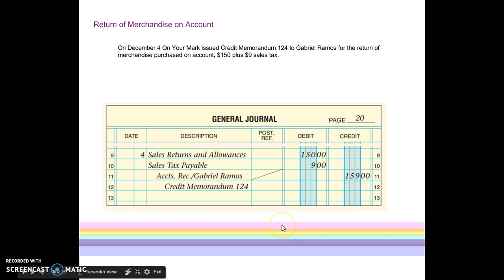So the transaction would look like this in the journal. We would debit sales returns and allowances for $150. We would debit sales tax payable for $9. Thus, we would credit accounts receivable and our customer account, Gabriel Ramus, for $159. This transaction would have to be posted in two places, accounts receivable and Gabriel Ramus, I keep saying his name incorrectly. Credit memorandum number 124 is our source document. We will get into posting these transactions at a later date.